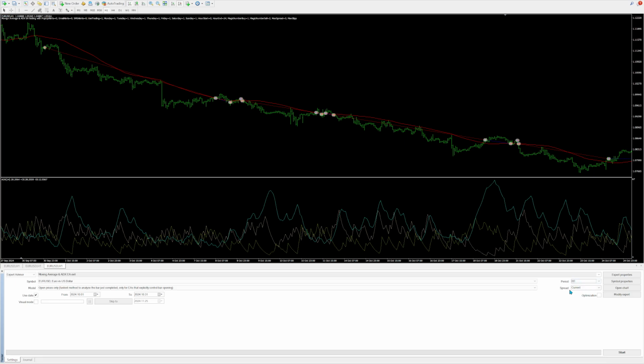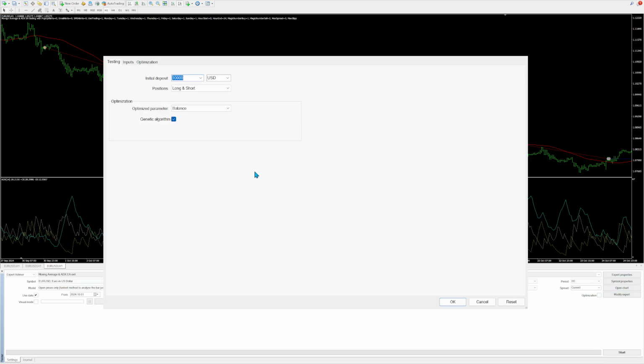Okay, this will use the spread at the time that we start the test. It's worth keeping in mind if you are testing on the weekends, the spreads could be a lot wider and thus give you different results. Okay, so under here, expert properties, just to let you know, I do have videos on how to use the strategy tester in the MT4 platform and optimize EAs in greater detail.